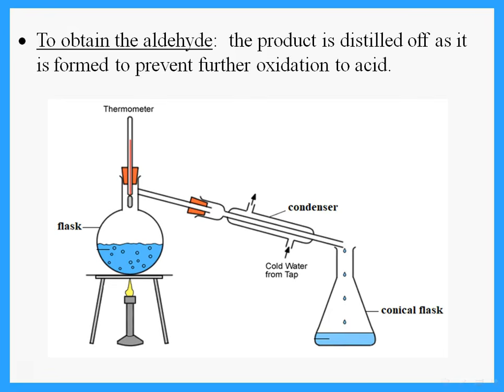So if I have an alcohol and I'm trying to obtain aldehyde, then we can heat the alcohol with the oxidizing agent in a flask, and as soon as the aldehyde comes out, I can distill it off through a condenser and collect it as soon as it is formed. In this case, the primary alcohol will be oxidized to form an aldehyde.